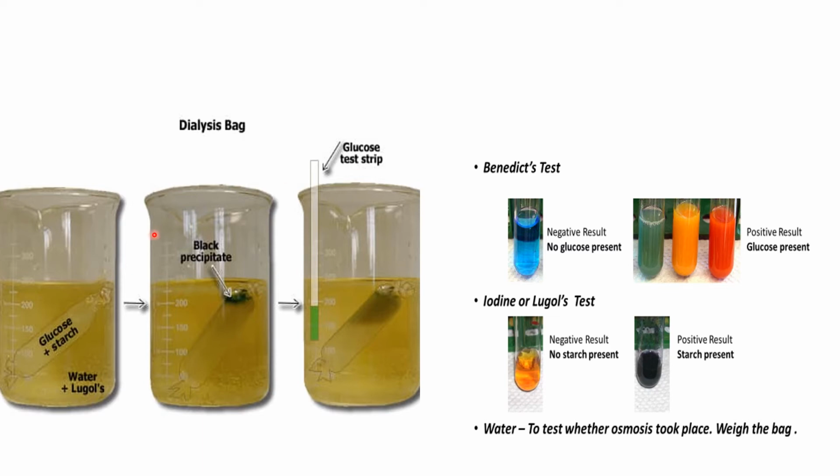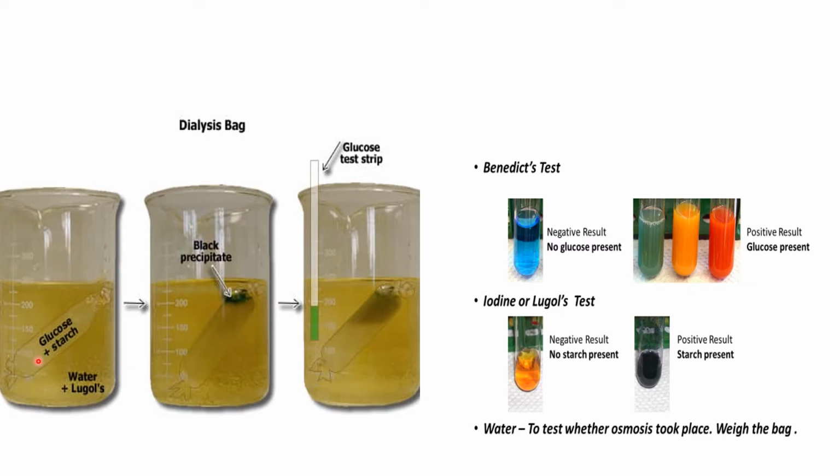So this is an example that we usually do in lab, where we get a beaker, and in this beaker we add some water and we add some Lugol. Lugol is basically iodine, and that's why the water turned yellowish in color, because we've added the iodine in the water. And then we get a dialysis bag. It's a bag that has pores within it, and we fill that bag with glucose and we fill it with starch. Now you could fill it with other things, but this is just an example. So this bag is filled with glucose and starch.